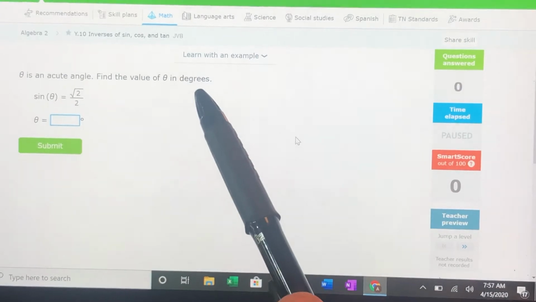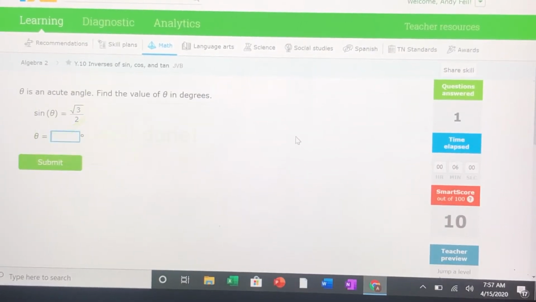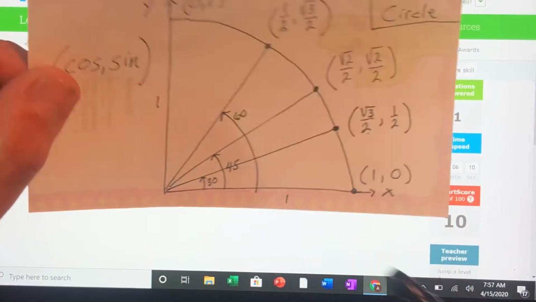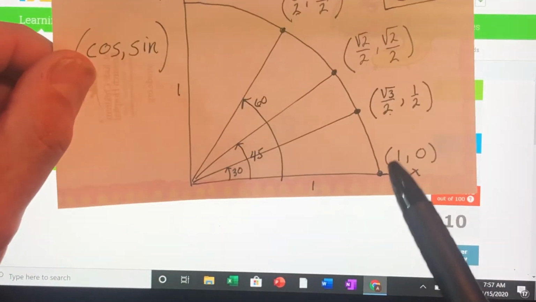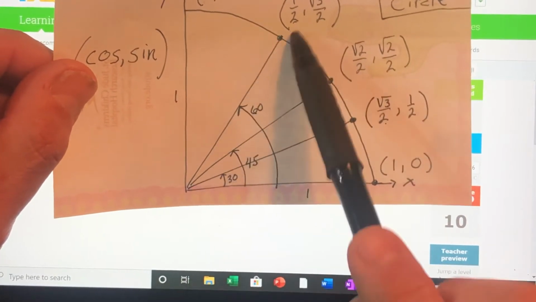And it says to put it in degrees. If it would have said radians, we would have said pi over 4. But this is degrees, so we're going to say 45 degrees and hit submit, and that's it. The sine of theta equals the square root of 3 over 2. Well, again, looking at our cheat sheet here, the sine, which is the y coordinate, square root of 3 over 2, it looks like that one right there, that 60-degree angle.